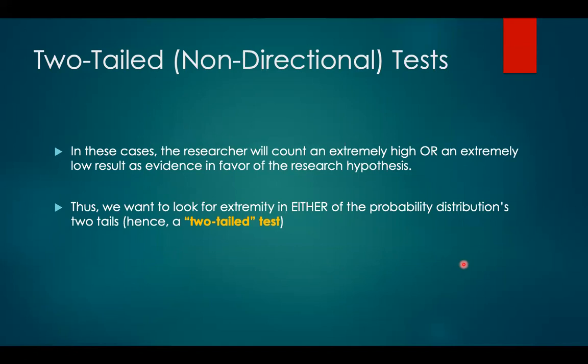Now, in these cases, the researchers will want to count an extremely high or an extremely low result as evidence in favor of the research hypothesis. Thus, we want to look for the extremity in either of the probability distribution's two tails, hence a two-tailed test.